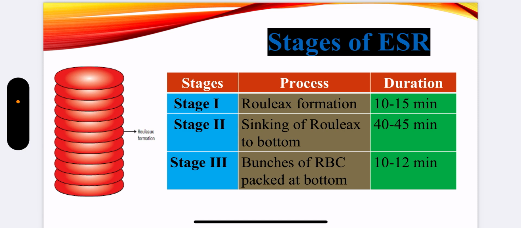Rouleaux formation is followed by stage 2, in which there is sinking of these stacks of red blood cells to the bottom of the tube. This is the longest stage. Duration is from 40 to 45 minutes. This is the slowest phase. And the last stage is stage 3, in which the piles or bunches of RBCs get packed at the bottom of the tube. It lasts for around 10 to 12 minutes.